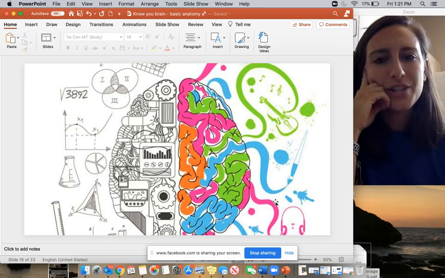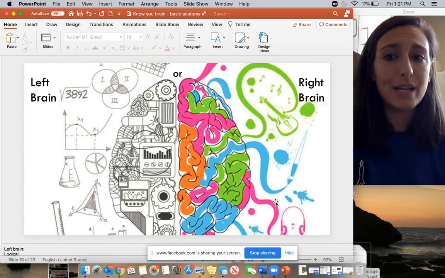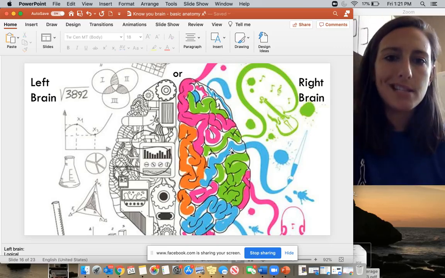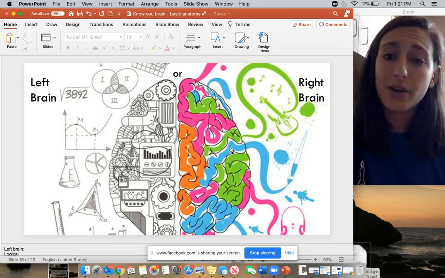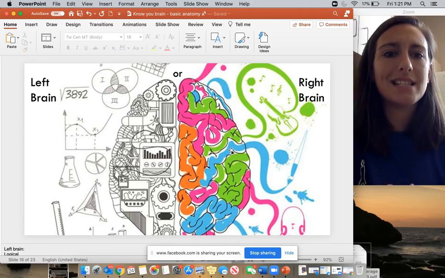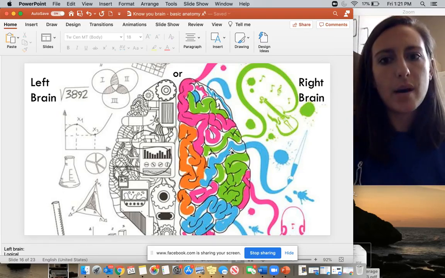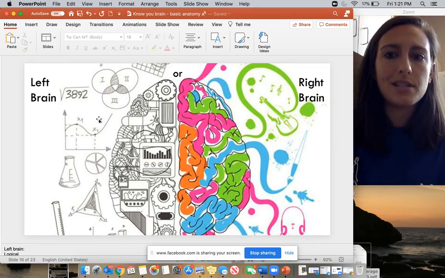of the brain are. So now we're going to discuss a little bit about your left brain and your right brain. So as you can see in this picture, your left brain and your right brain are very different. As I said, the left brain controls the right side of the body and the right brain controls the left side of the body, but there are differences there as well.